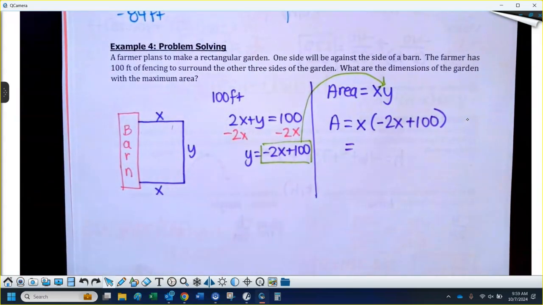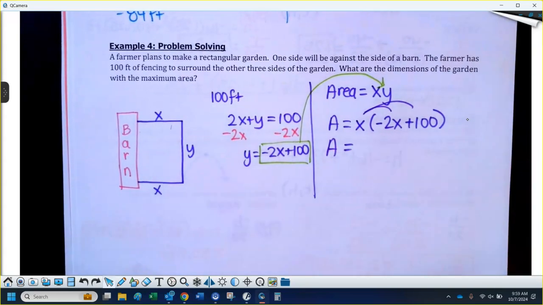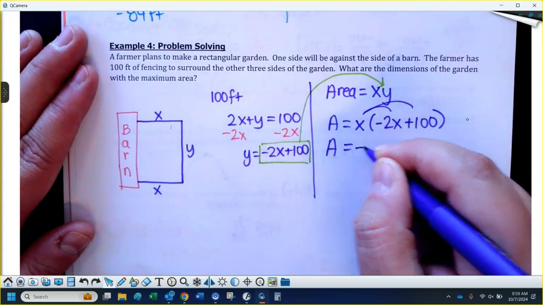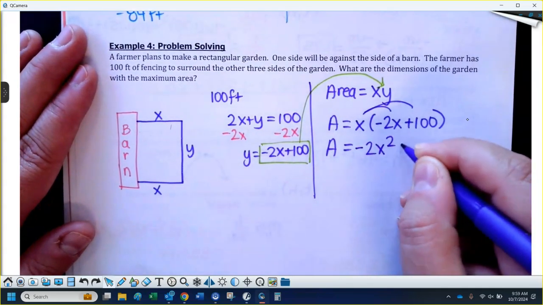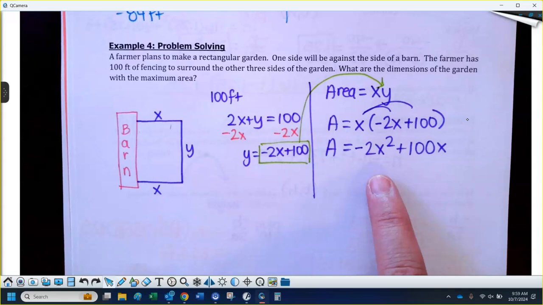So if I simplify that, what would you write down for your area if you simplified that using the distributive property? Hunter, go ahead. Perfect. When you multiply that, that's what creates the quadratic, because now I have an x squared, right?